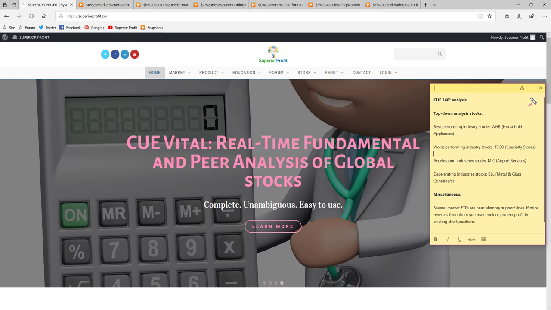The market is bearish. Normally, you would not look for bullish trades if you are looking only at the market level. However, when you are able to drill down into the industries and then stocks, fundamentals and technicals, you are able to align industry strength weakness, fundamental strength weakness and technical strength weakness and take trades in either direction. Using this 360 degrees analysis, you could take a long trade in WHR in one of the best performing industries. You could take a short trade in TSCO in one of the worst performing industries, specialty stores. And you could also take a long trade in accelerating industry, airport services in MIC. All of these trades hit profit target comfortably.